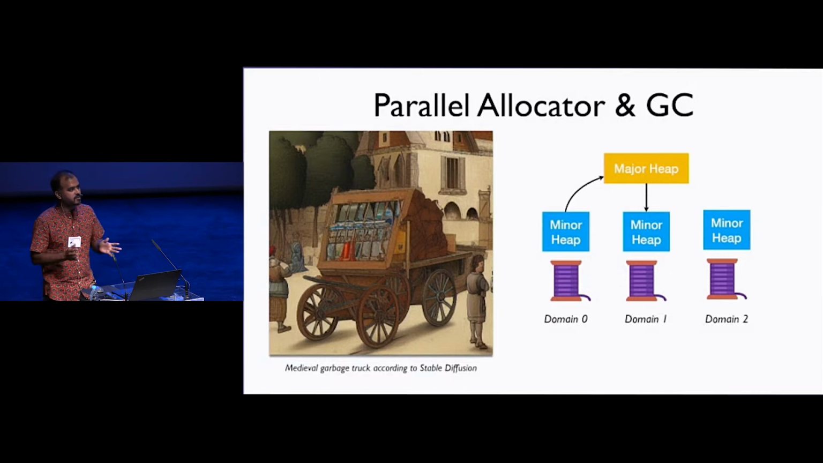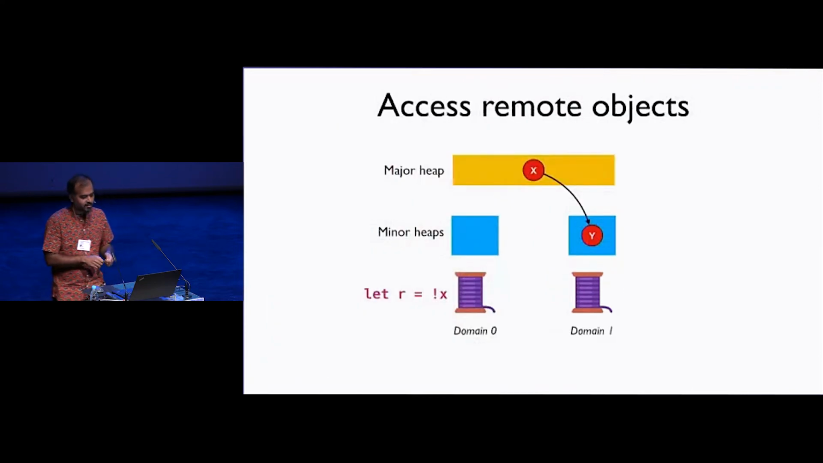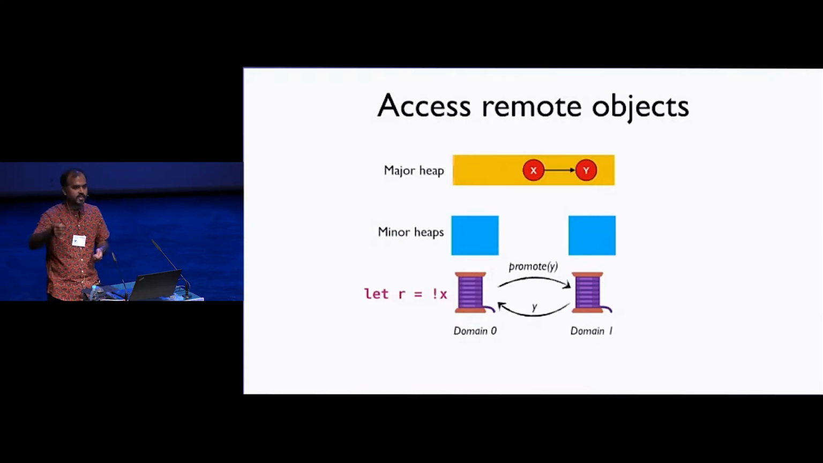And we had some restrictions on the pointers between minor and major heaps. We allowed pointers between minor and major heaps, but we did not allow pointers between minor heaps originally. So in this design, if one domain would like to access an object in another domain's minor heap, it would make an RPC call asking that remote domain to promote that object. The target domain would promote that object and respond to the call with the new location of the object in the major heap.